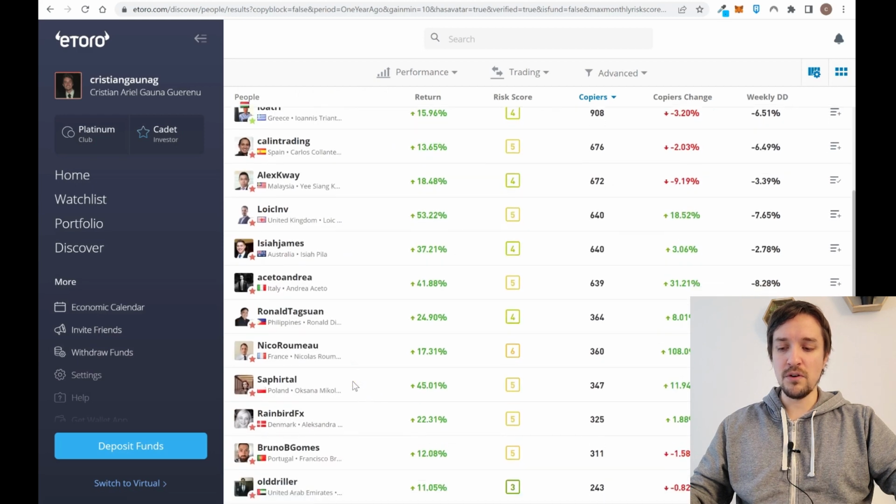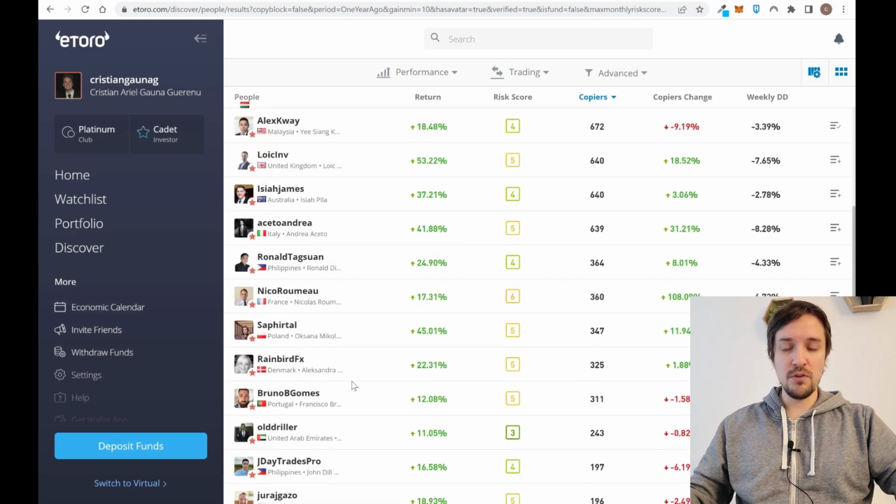You can, as I said before, create a diversified portfolio, copying more than one. Most of the people copy just one person, but in my opinion, it's always better to copy at least 2 to 5 traders in order to diversify the portfolio.